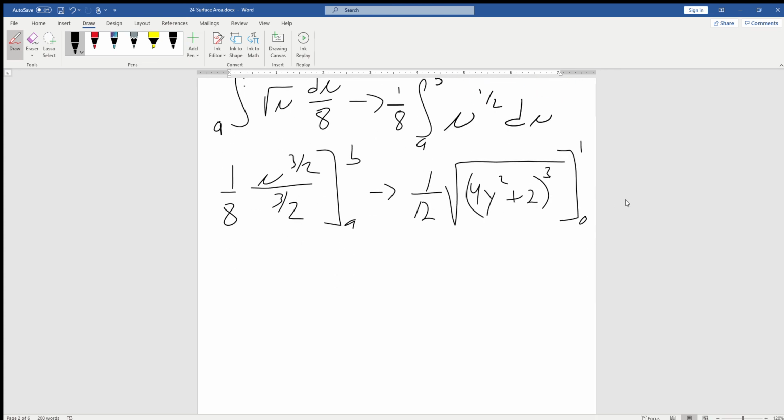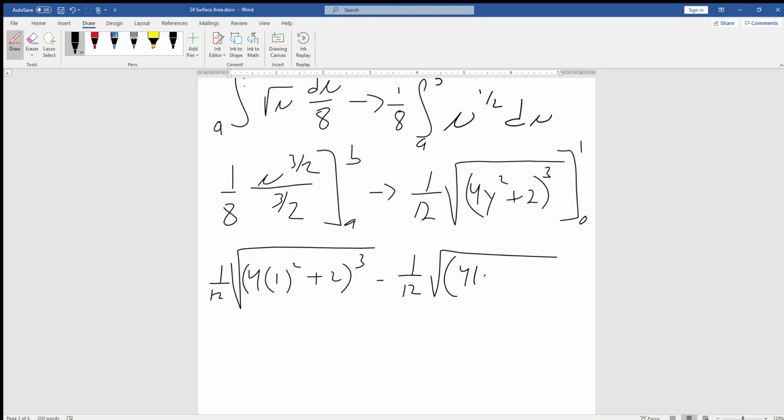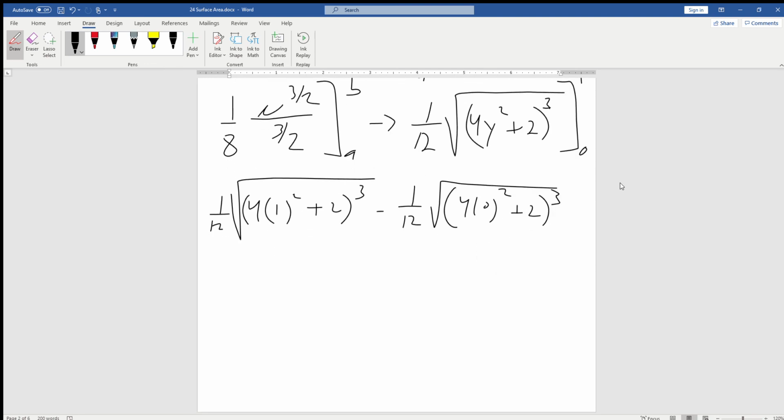We can't ignore 0. 0 does have significance in the problem because it's not going to be a polynomial expression. All right, so this now becomes 1/12 the square root of 4 times 1 squared plus 2 cubed. Then we're going to substitute 0 back in there. So minus 1/12 square root of quantity 4 times 0 squared plus 2 cubed. At this point, we can simplify underneath the radicals. So we get 4 plus 2, which is 6. 6 to the 3rd is 216. So we get 1/12 root 216 minus 1/12 root of 2 cubed, which is 8.